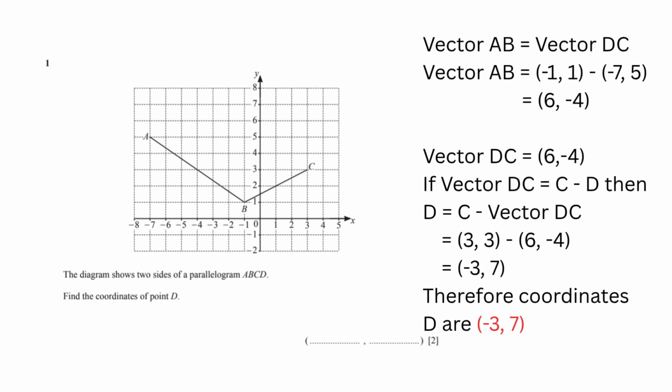Vector DC equals C minus D. Rearranging the equation, we get D is equal to C minus vector DC, which is equal to minus 3, 7.